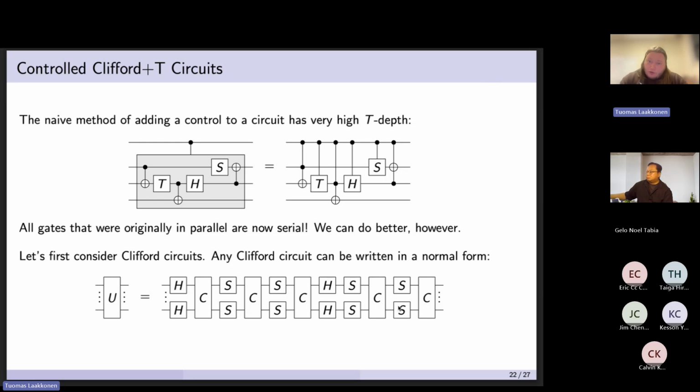Because there's a fixed constant number of layers, if I could implement the controlled version of every layer in constant T depth, then the whole thing would have constant T depth, and so any controlled Clifford circuit would have constant T depth. We already saw how to do the CNOTs in constant T depth, so all of these C layers we already know how to do. That's nice. The only thing we need to figure out is how to control the Hadamard and S layers.